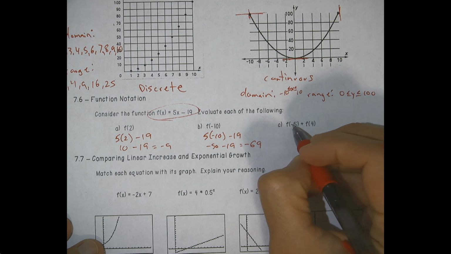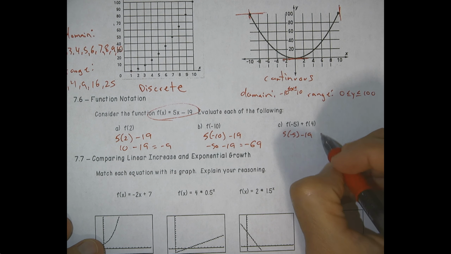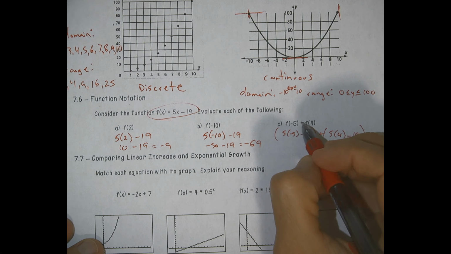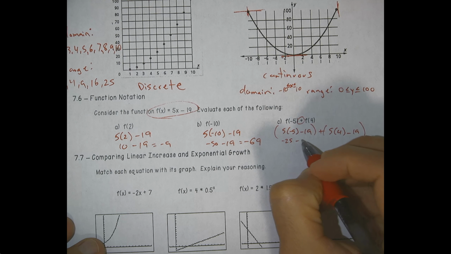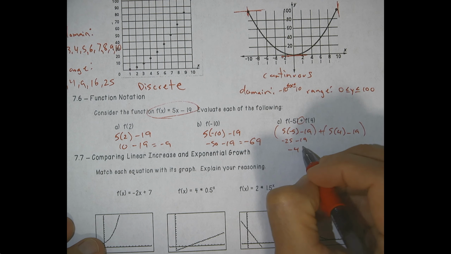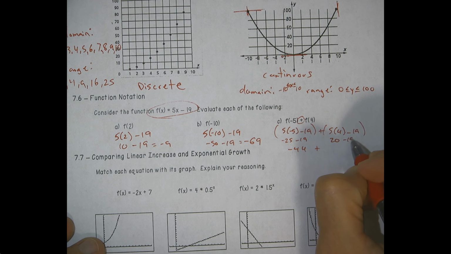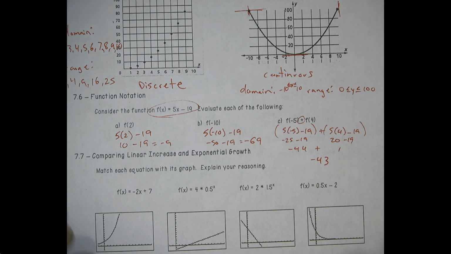So we're going to do, first of all, find f of negative 5. So 5 times negative 5 minus 19. Plus, so this is like an entire quantity, f of 4, which is 5 times 4 minus 19. So we have to solve both of them, and then last thing we're going to do is add them together. So we have 5 times negative 5, and that's negative 25 minus 19. So that's negative 44, and that's going to be added to this solution. 5 times 4 is 20, minus 19 is 1. So negative 44 plus 1 is negative 43.